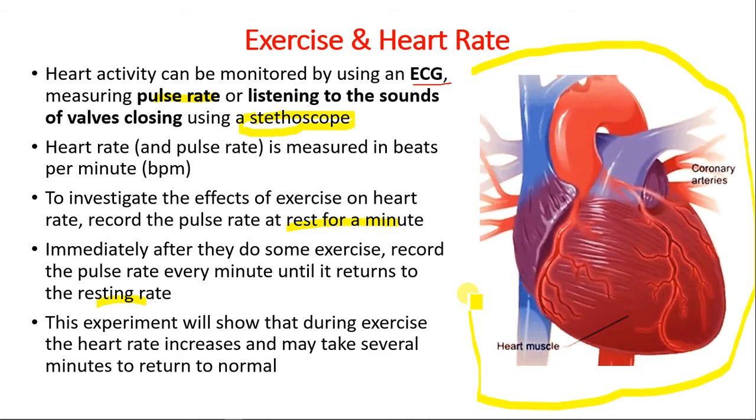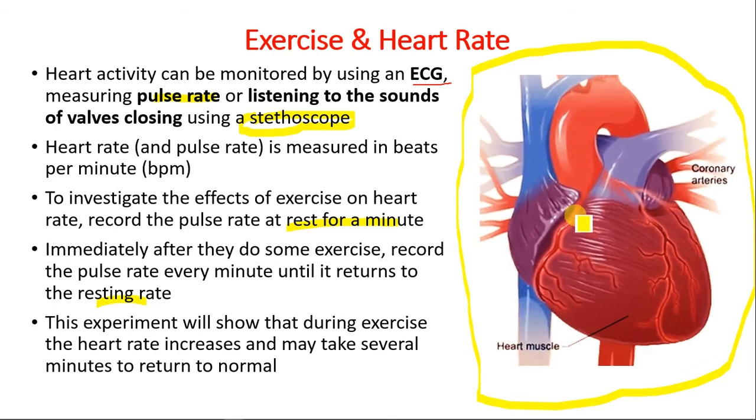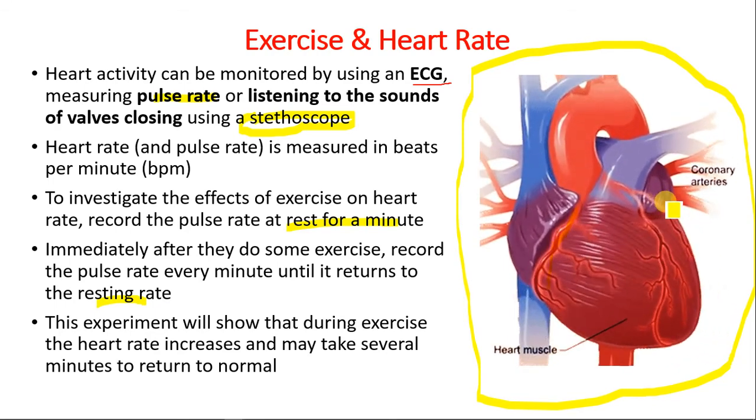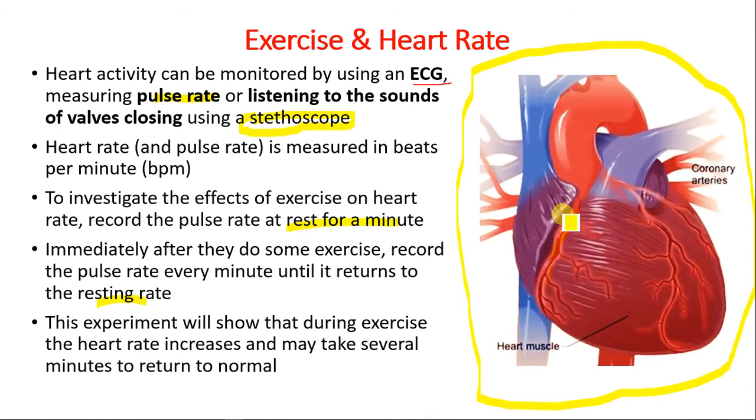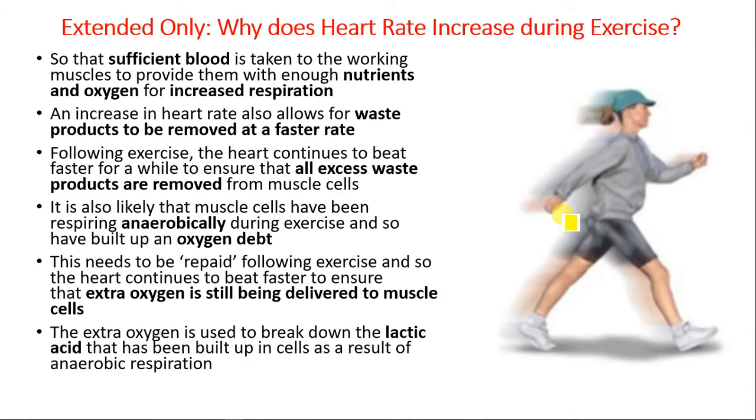So we'll now look at how exercise affects it. This is the beating of the heart. And take note, these are coronary arteries that supply the heart muscles, the cardiac muscles of the heart, with nutrient and oxygen. So why does the heart rate increase during exercise? The major reason is so that sufficient blood is taken to the working muscles to provide them with enough nutrient and oxygen for increased respiration, because during exercise you need energy.